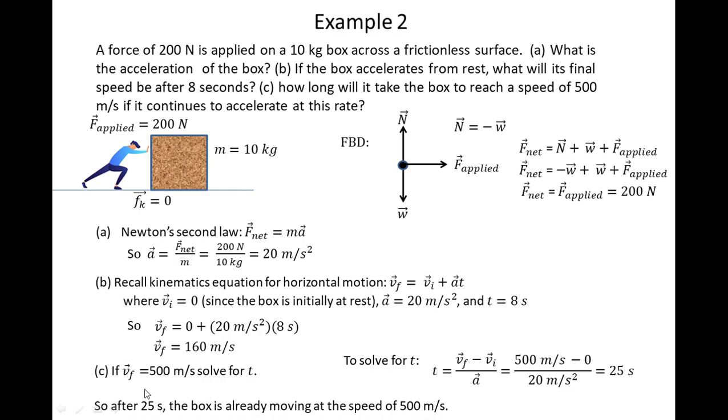For letter C, if the box continues to accelerate at this acceleration, and we want to know how long it takes to reach the velocity of 500 meters per second, we just use the same kinematics equation, this one, and then we rearrange this equation to solve for t. That is, t equals the final velocity divided by the acceleration. So after 25 seconds, the box is already moving at a speed of 500 meters per second.